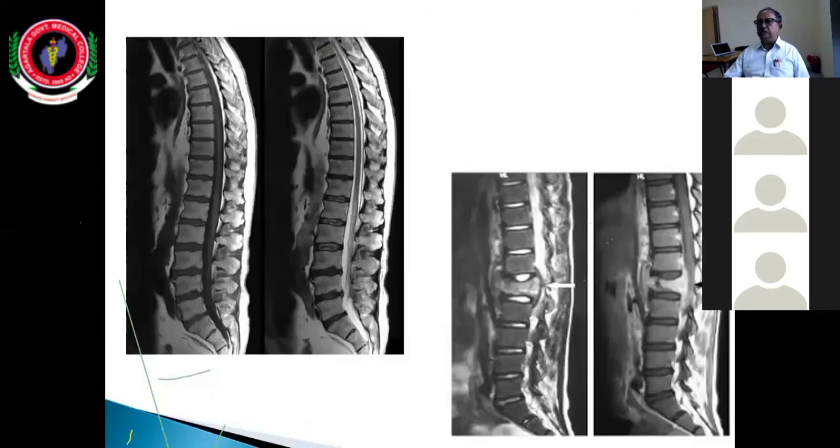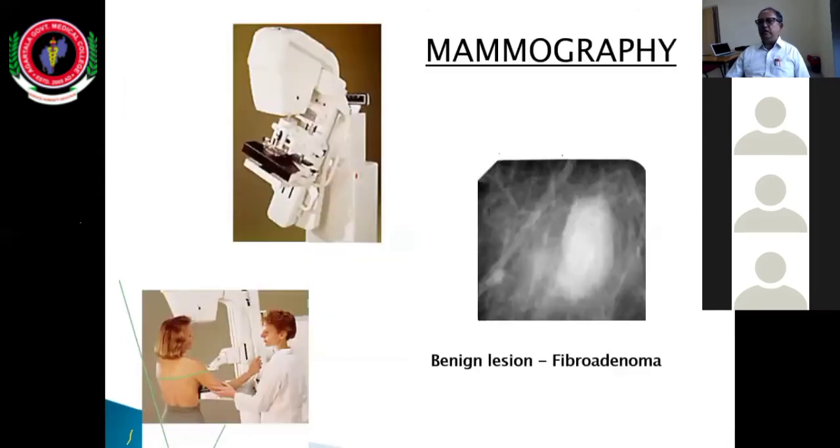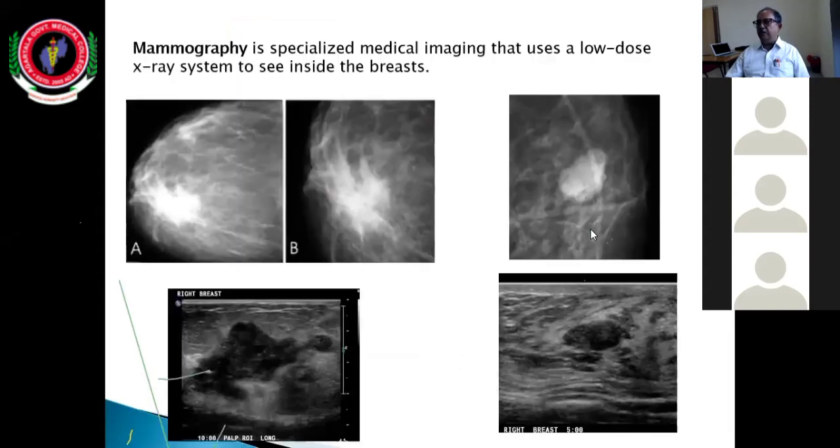Now come to mammography. This is the mammography machine and how mammography can be done. And this is a mammography image showing a benign lesion, a well-defined dense opacity within the breast parenchyma, suggestive of fibroadenoma.